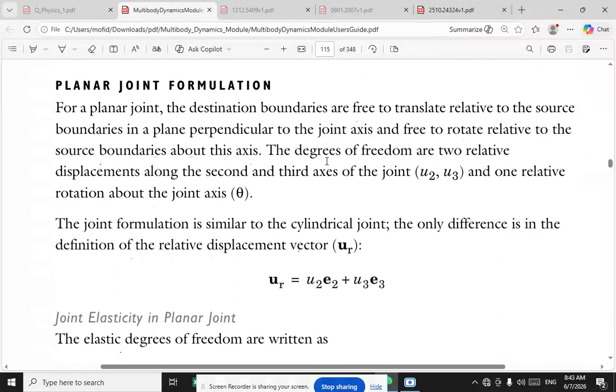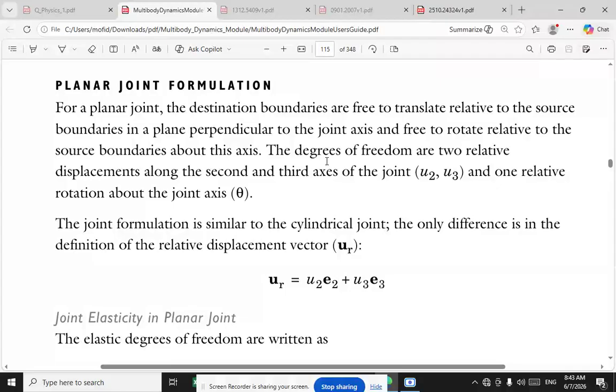Planar joint formulation: for a planar joint, the destination boundaries are free to translate relative to the source boundaries in a plane perpendicular to the joint axis and free to rotate relative to the source boundaries about this axis. The degrees of freedom are two relative displacements along the second and third axes of the joint, u2 and u3, and one relative rotation about the joint axis, which is theta.